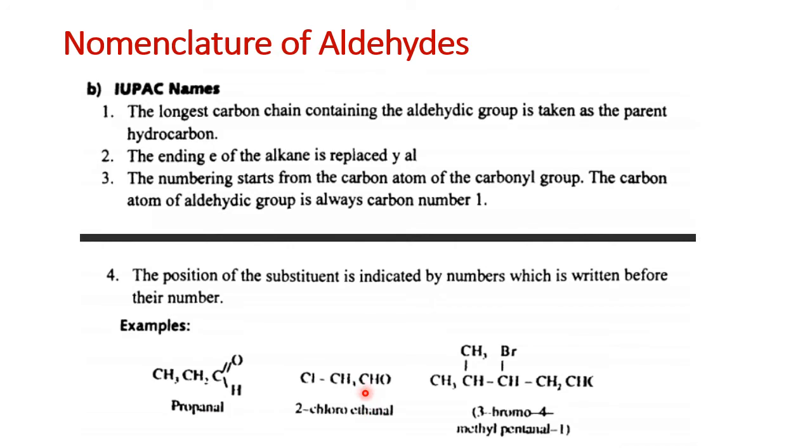If we go to this one, this is 1 and 2. At number 2 we have the chlorine, so its name will be 2-chloroethanal. Similarly, carbon number 1, 2, 3, 4 and 5. At the 3 position we have the bromo branch, and at the 4 position we have the methyl. So its name will be 3-bromo-4-methylpentanal.